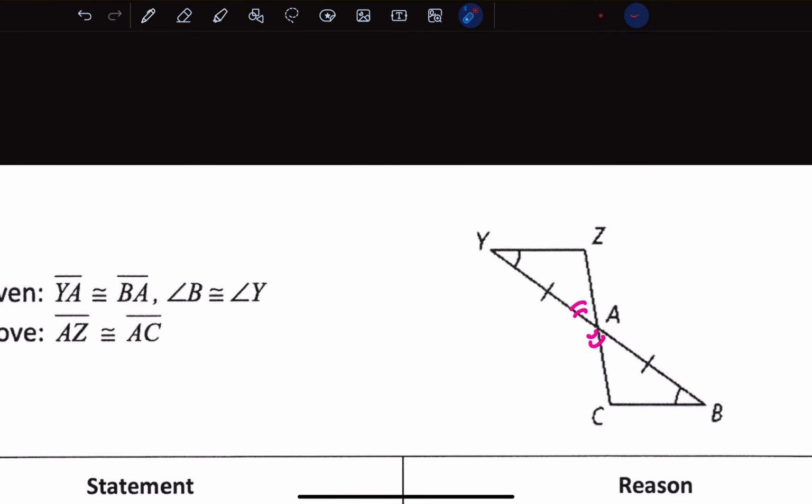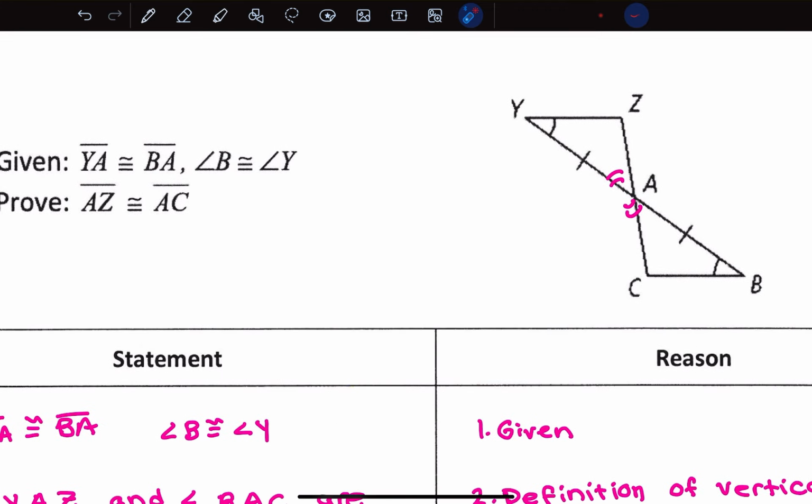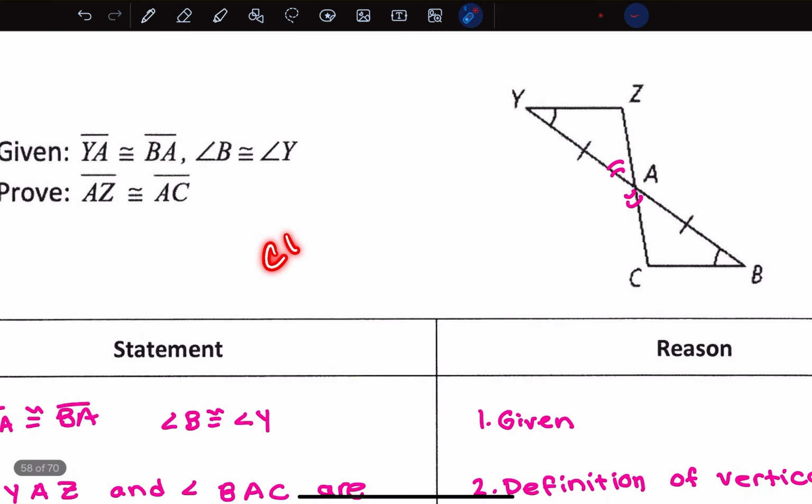Number 3, given that YA is congruent to BA, so they have it marked for us, so we have congruent segments, and that angle B is congruent to angle Y, prove that AZ is congruent to AC. So we're not going to stop with the triangle. We are going to have to use CPCTC to take out those segments and say that they are congruent.